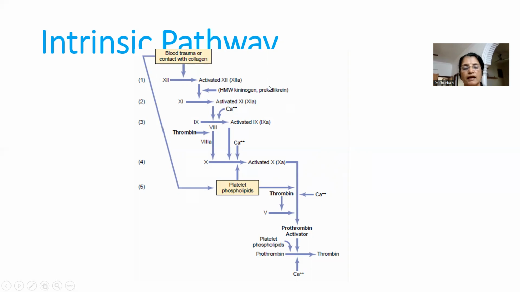Next, activated factor 11 acts on factor 9 in the presence of calcium ion, forming the activated factor 9. The third step is the activation of factor 9, which takes place in the presence of activated factor 11 and calcium ion. It acts on factor 9. Then now the activated factor 9 is formed.